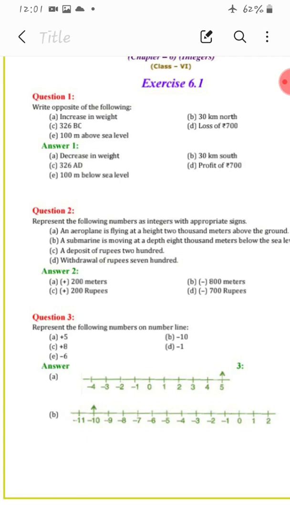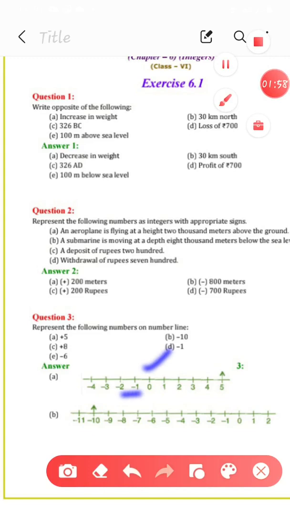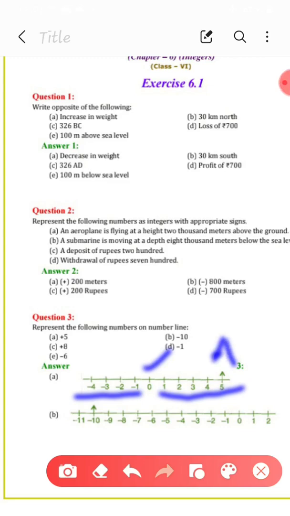So let's see. 3a, plus 5 is given. In the middle we have written this 0, and on the left side all the negative numbers, on the right side all the positive numbers, and where 5 is, I have given one arrow mark and we can represent it as A. So this A represents 5. You can give the alphabet, or if you don't want to, okay, but you have to show either by giving an arrow mark or by circling it. You have to show that this particular number is the answer.